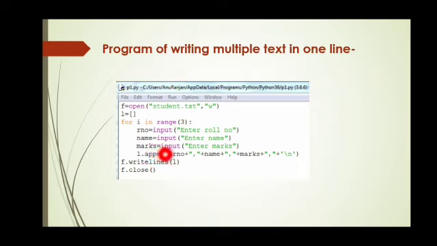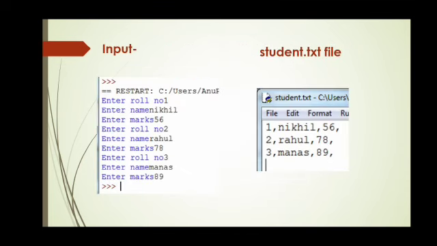Now how am I writing? When I am creating the list which is to be written to the file, in that list I am joining all these 3 elements, roll number, name and marks, separated by comma. I am joining these things to create one single string, and this one single string will be written in one line. So when I run this file, see, these are the inputs that I have given.